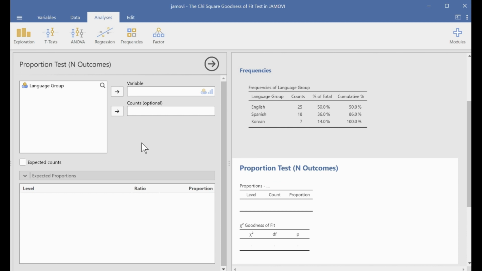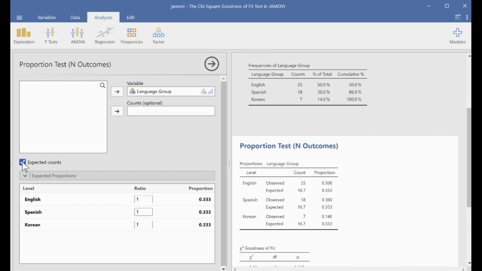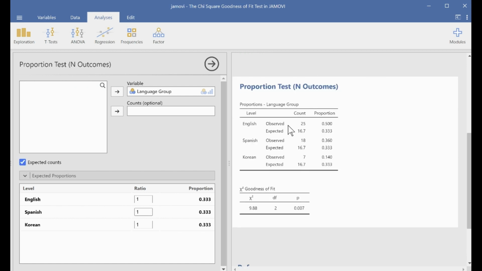Okay, so let's move this over here to the variable. And let me just click on this expected counts. Now the expected counts, if you look over here in this table, that's when I have an assumption of equal distribution. So if you look under expected, you can see that the proportion is 0.33. The proportion for Spanish speakers is 0.33. The proportion for Korean speakers is 0.33.